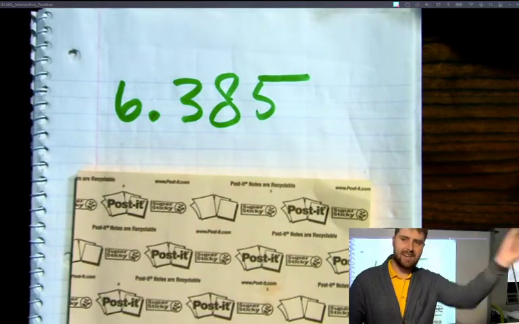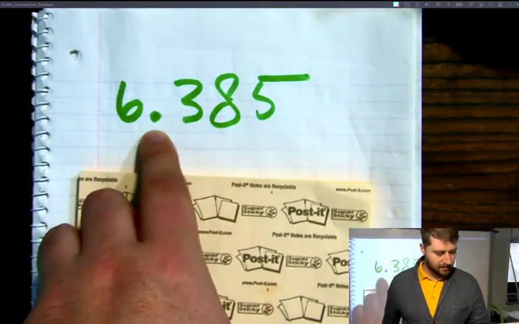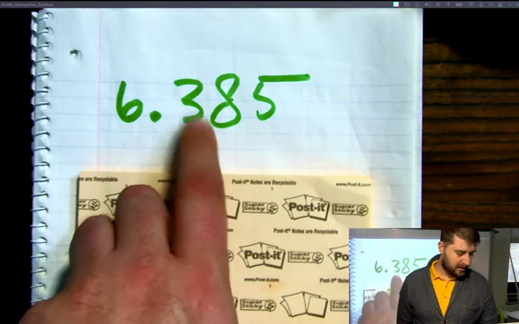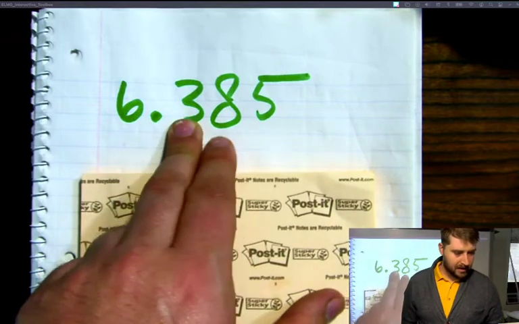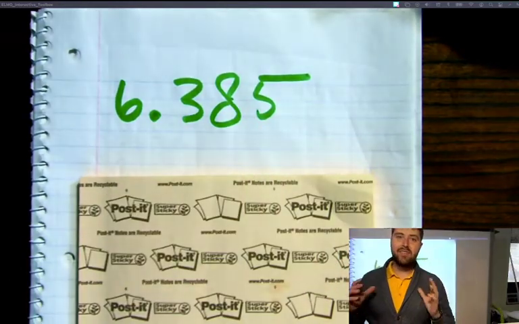So first, we've got to identify the tenths place. And we know that that tenths place is 1 spot to the right of the decimal place, where the 3 is. So this is the place that we are going to round to. When we're rounding, we're going to take our tenths place and look 1 place to the right. And 1 place to the right, we have that 8.